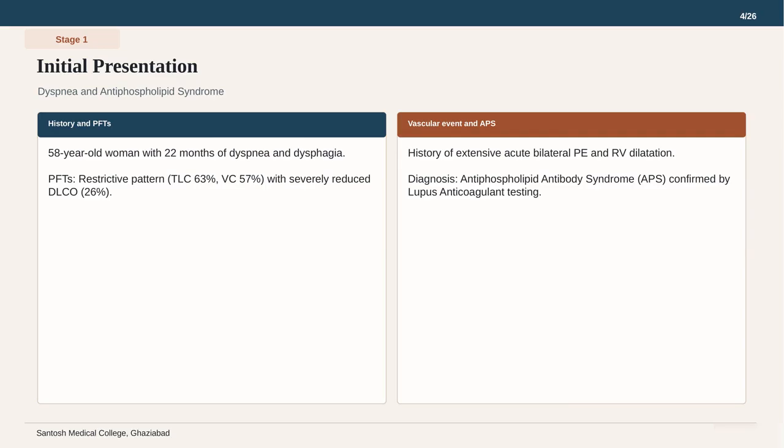Moving to the right panel, her history is significant for extensive acute bilateral pulmonary embolism and right ventricular dilation. She has a confirmed diagnosis of antiphospholipid antibody syndrome, or APS, supported by lupus anticoagulant testing. At this point, the clinical picture seems to be dominated by her vascular history and the resulting pulmonary complications. However, the severity of her symptoms compared to her test results raises some interesting questions. Let us pause for a moment to consider our initial impressions of this clinical frame.